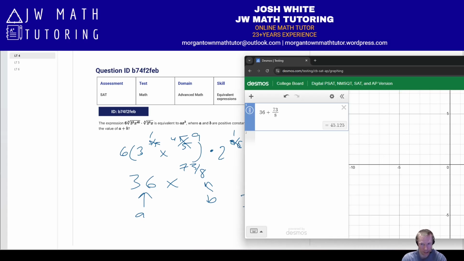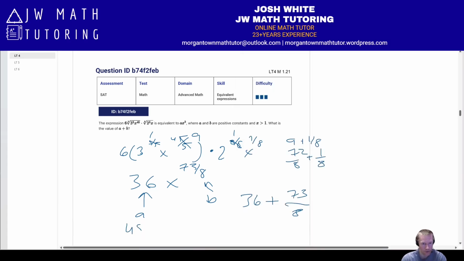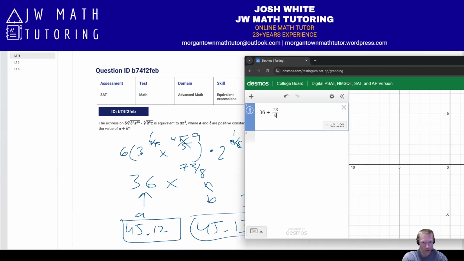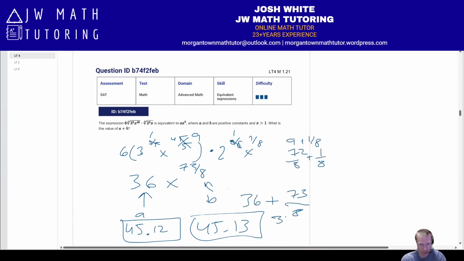spaces, 5 characters on the test. So you would either type 45.12 and then that's it. It wouldn't let you type anything else. That's if you truncate it. Or you could type 45.13 if you round it. Or you could put in the fraction form of 361 divided by 8. That would still allow for 5 characters.